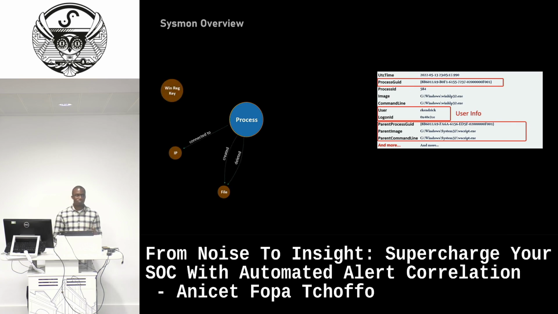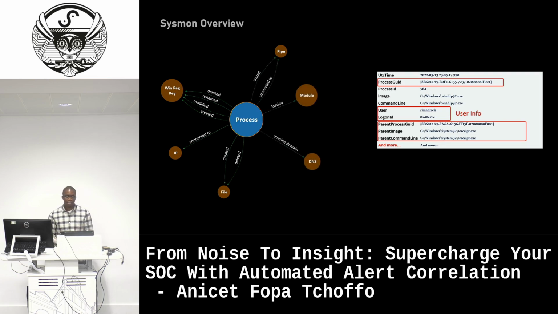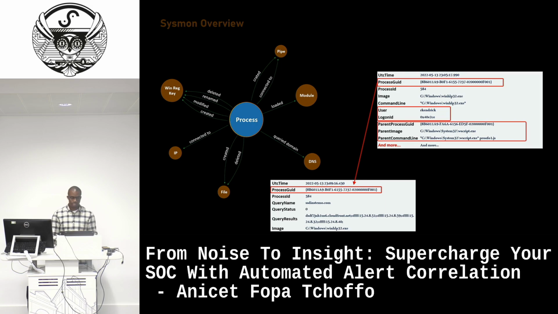Subsequently, when that process performs other actions on your system, Sysmon will record a relevant event. And to tie those events back to the original process create event, Sysmon will copy that process GUID to the subsequent event.